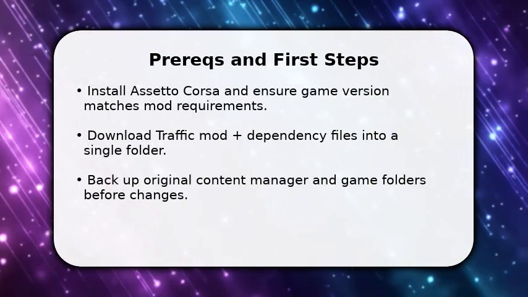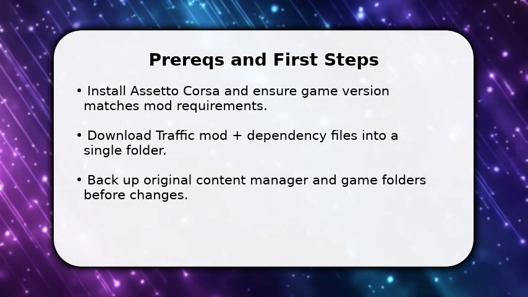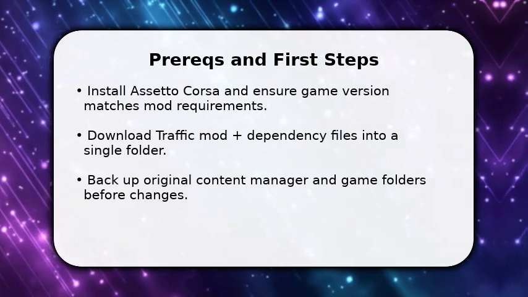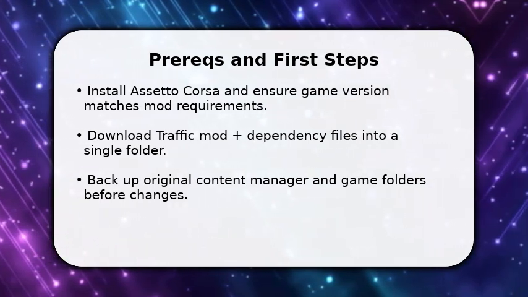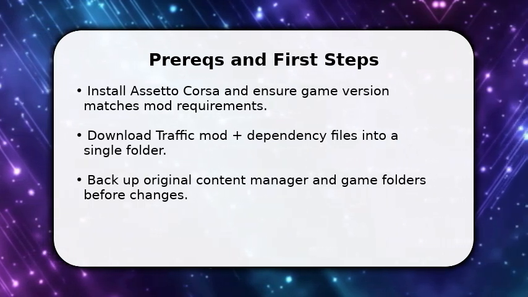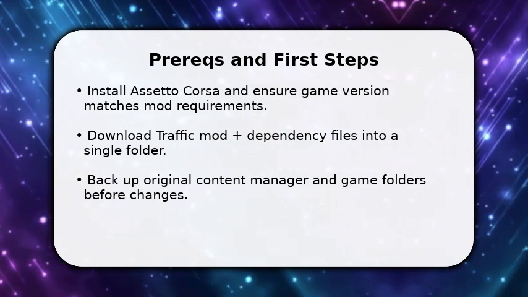You start by confirming prerequisites. Assetto Corsa installed, Content Manager optional but recommended, and mod files downloaded. Once done, extract the traffic mod and any dependency into one folder so you don't lose track. Make sure to back up your original game and Content Manager folders to restore if needed.